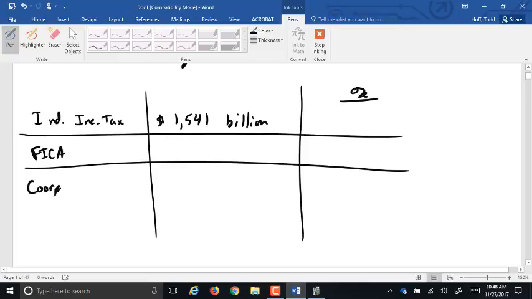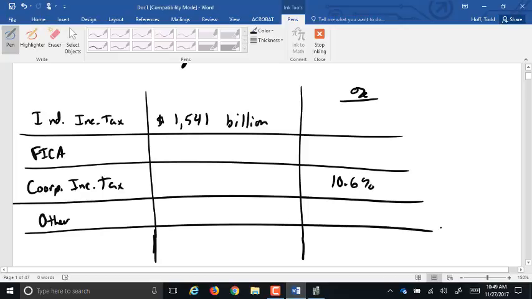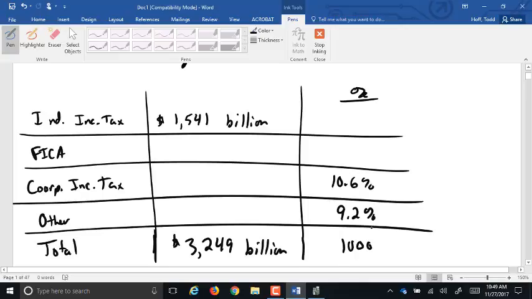For corporate income tax, it tells you that's 10.6% of revenues. Other taxes include things like estate tax, tariffs and import and export taxes, things like tobacco taxes and stuff like that. It tells us those are 9.2%. And then it gives us the total. It tells us the total is $3,249 billion. And that, of course, is 100%. That's the full amount, the total amount.